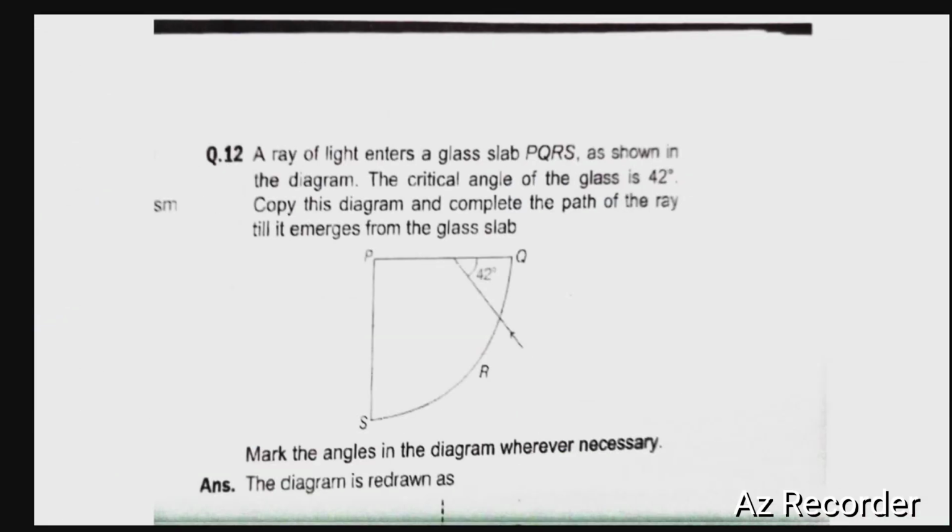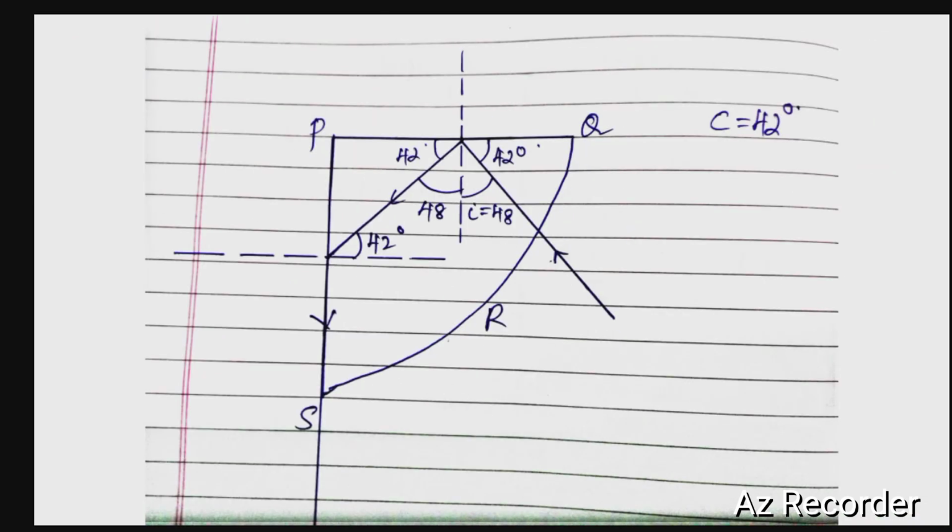Here it also shows a ray diagram, and the critical angle for the glass is 42. We have to complete the ray until it emerges out. Okay, let's try to solve it. So here the light ray is incident and this particular angle of 42 degrees was given, and the critical angle is observed to be 42 degrees. Okay, so let's solve it.